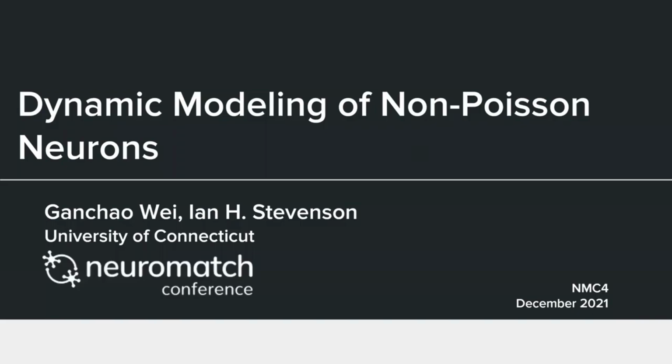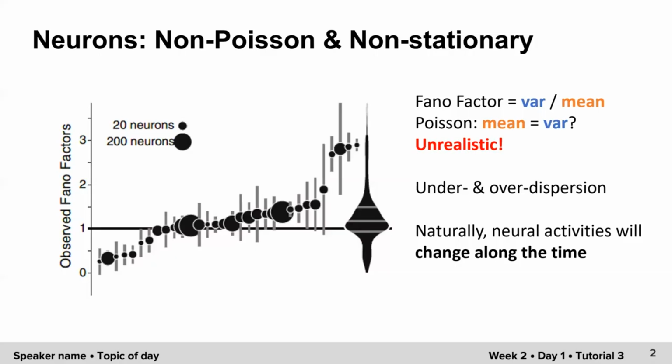Okay, today I'd like to share a way to do dynamic modeling of non-Poisson neurons. Basically, we usually use the Poisson model to describe neural activities. But when we evaluate the Fano factor, that is the variance to mean ratio, we'll see the Poisson assumption is quite unrealistic. If neurons are Poisson, then the Fano factor will lie roughly around 1. But based on this plot, you can see the real neurons are far from Poisson. It can be over and under dispersed.